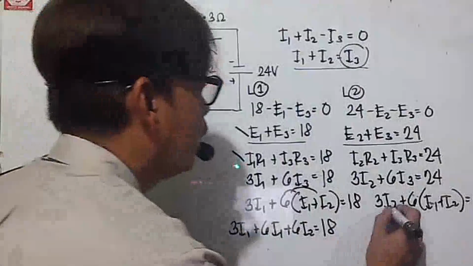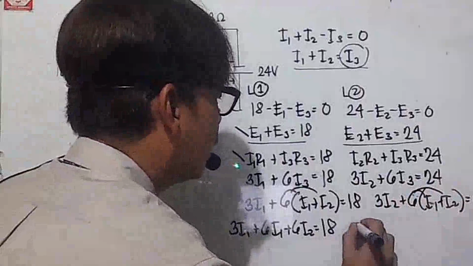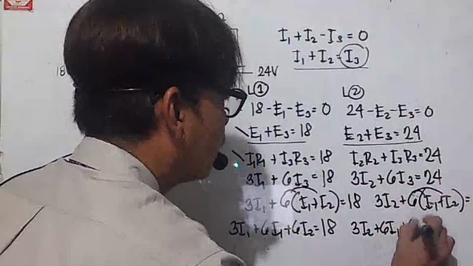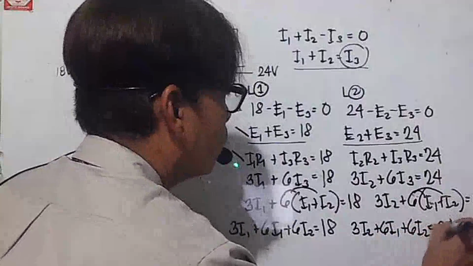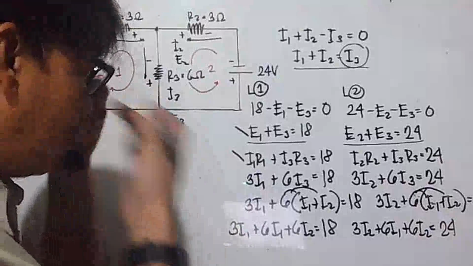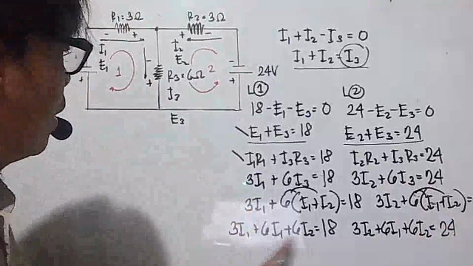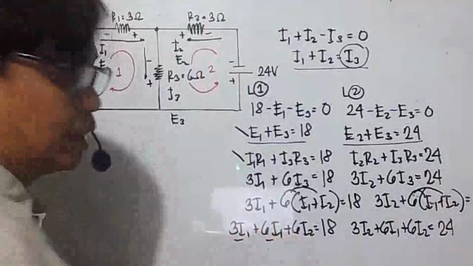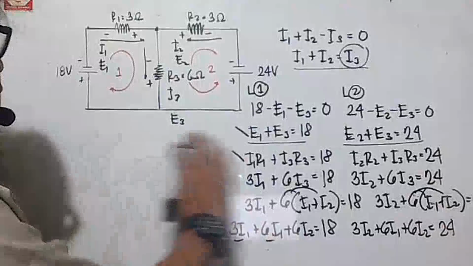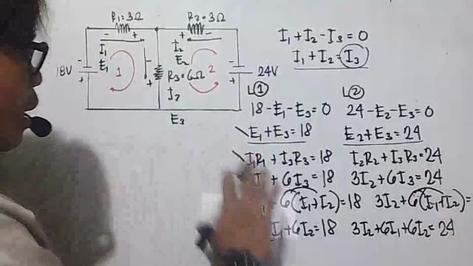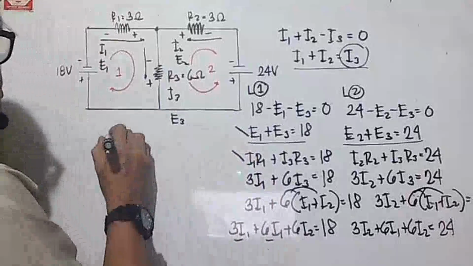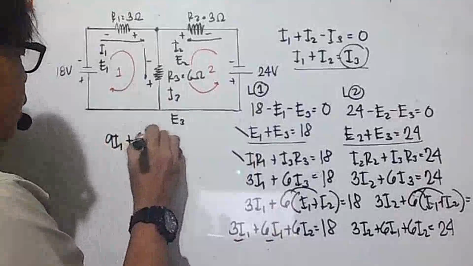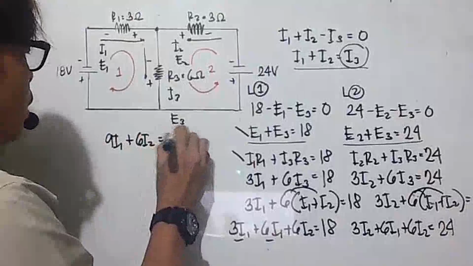Okay, so there. And then here, distribute natin yung 6 sa dalawa. It is 3 I2 plus 6 I1 plus 6 I2 is equal to 24. Okay, I'll be adding lang yung mga pareho. So I1 and I1, so it is 3 I1 and 6 I1. Okay, it is 9. So it is 9 I1 plus 6 I2 is equal to 18.